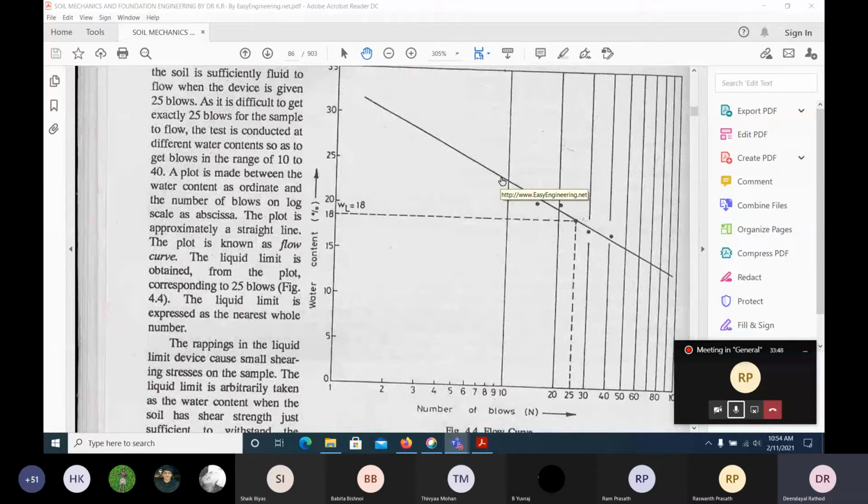Next time I reduced the water content, and when you reduce the water content, what will happen? It will take more blows to join. Okay, so this time it took 20 blows. Again next time I will further reduce the water content. This time it will take 30 blows for meeting. Next I will again reduce it, then this time it will take 40 blows. So with different water contents, I have drawn this.